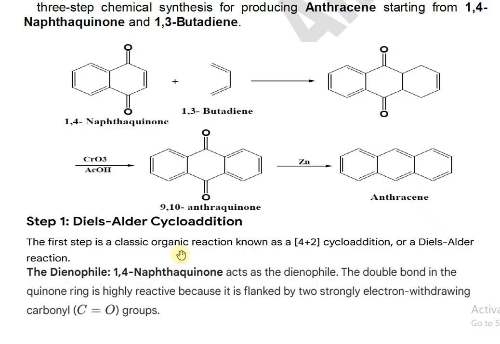The dienophile, this compound acts as the dienophile, and this is the diene. The double bond on the quinone ring is highly reactive because it's flanked by two strong electron-withdrawing carbonyls. So this is electron withdrawing and this is electron withdrawing. So this is a very active double bond here.